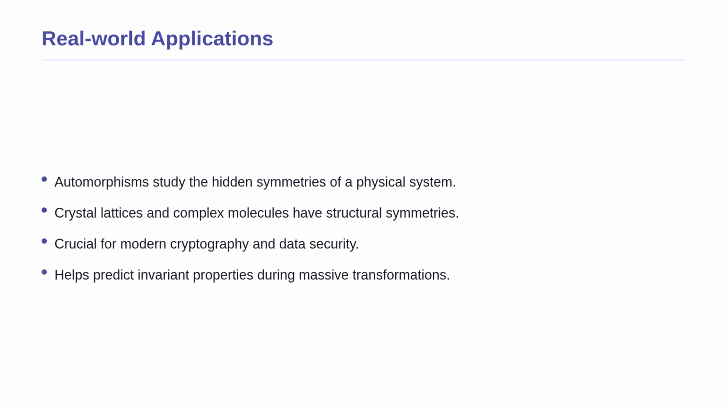So, we have proven that automorphisms form their own groups. But why does this matter in the real world? In physics and chemistry, automorphisms are the rigorous way to study the hidden symmetries of a system, like a crystal lattice or a complex molecule. In computer science, they are absolutely crucial for modern cryptography. The security of many encryption algorithms relies on the unpredictable properties of automorphism groups. By understanding how a structure maps to itself, scientists can predict properties that will not change even under massive transformations.